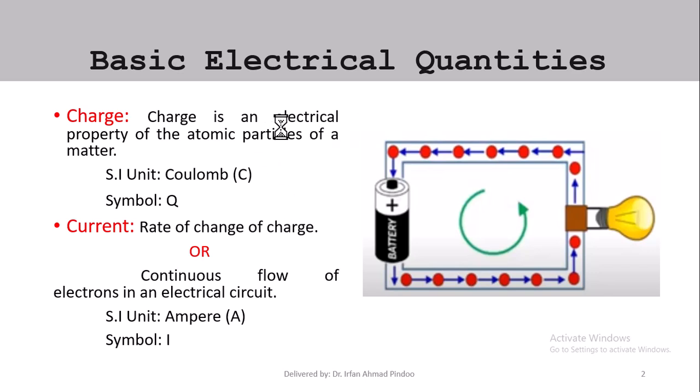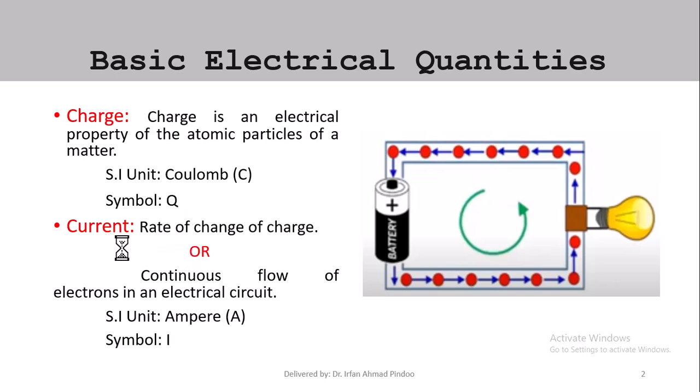So how do we define a charge? It is basically a property of the atomic particles, and we know that the charge of an atomic particle can be positive, it can be negative, or it can be neutral as well. With SI unit coulomb, and symbol we are representing as Q.